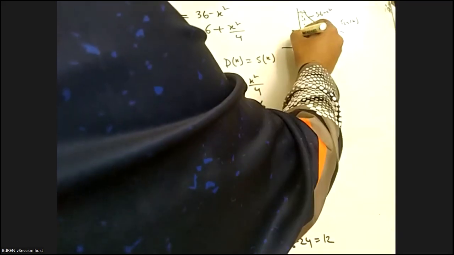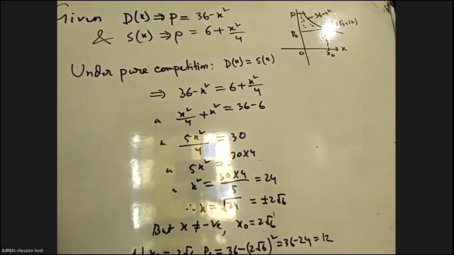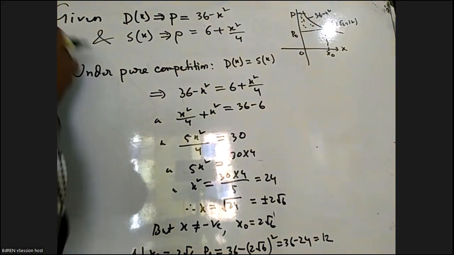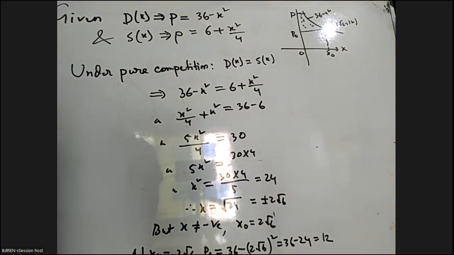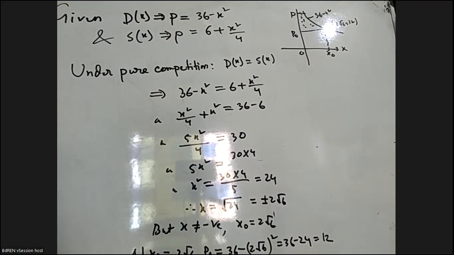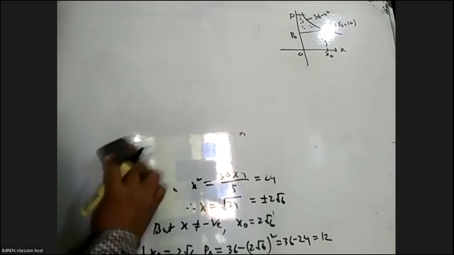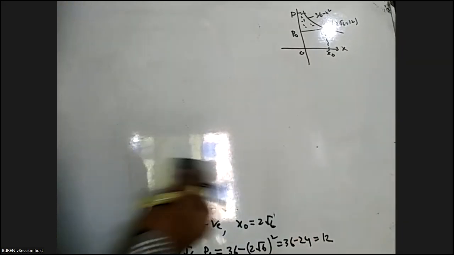Okay, so this is the origin 0, this is x naught, and this is p naught. This is the price along the y-axis, and along the x-axis the quantity. Now we have to find out the consumer surplus. The consumer surplus formula you must know from our definition.